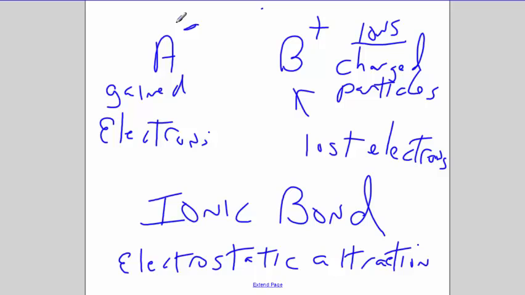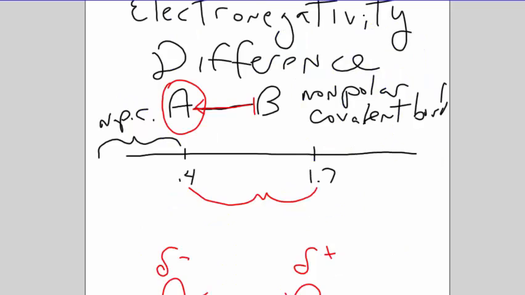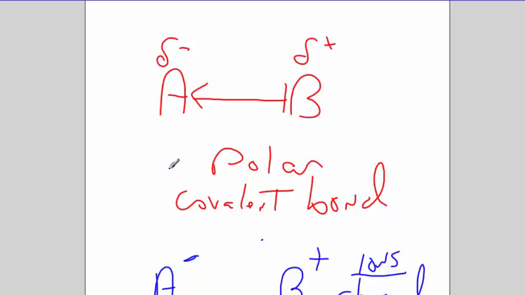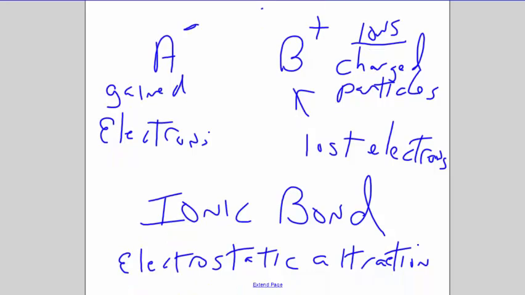So again, I say bonding is a continuum. Covalent bonds, sharing of electrons. Nonpolar covalent, very equal sharing. Polar covalent, unequal sharing. And then ionic, not sharing at all.